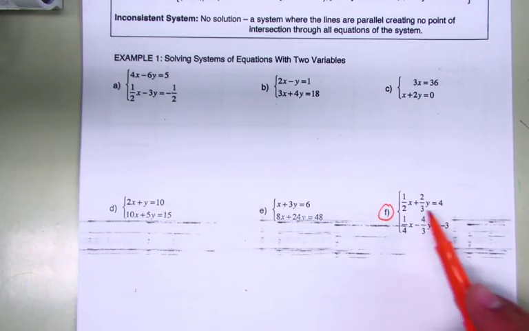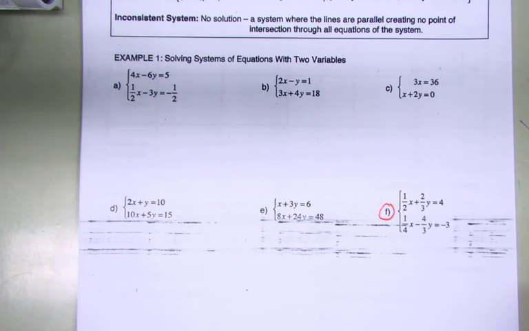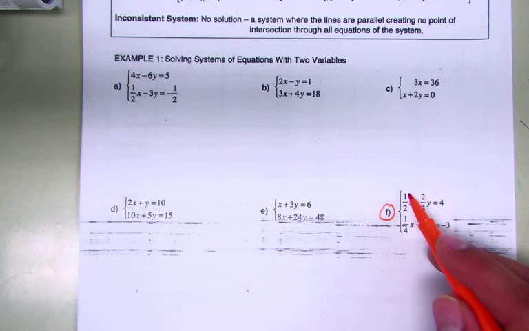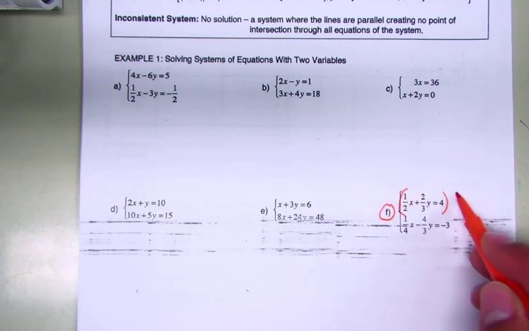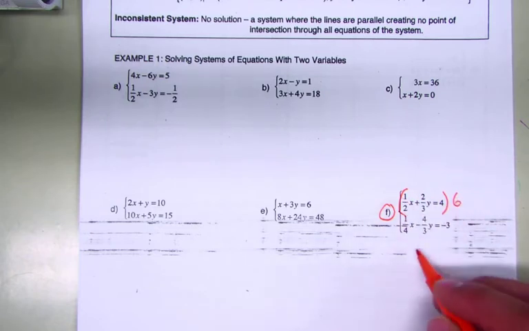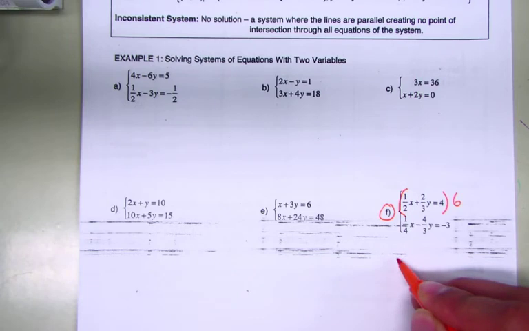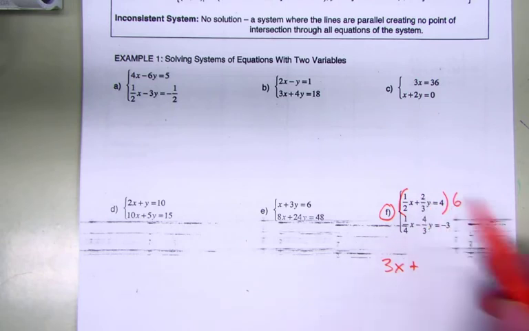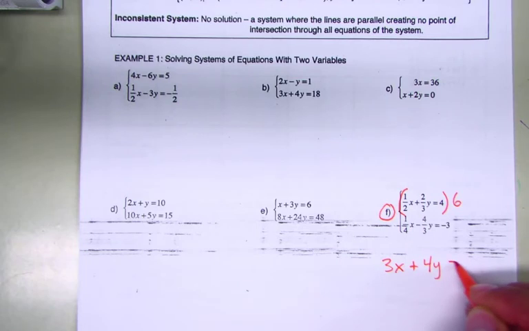What's something that we could maybe do to kind of get rid of the fractions here? What would that denominator be in the first one? 6. Okay, so rather than actually make them all a 6 denominator, I will use that and multiply by 6. Okay, so now what happens when I multiply? What's the new equation? Half of 6 is 3x plus 2/3 times 6. You can either do 2 times 6 and then divide it by 3, or 6 divided by 3 and then times 2. Either way, you get 4. And then 6 times 4 is 24.